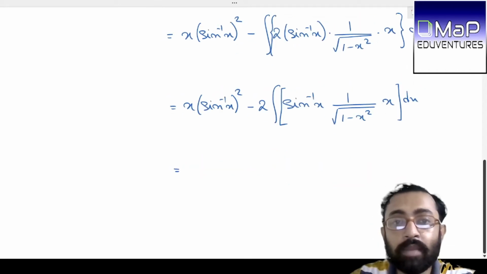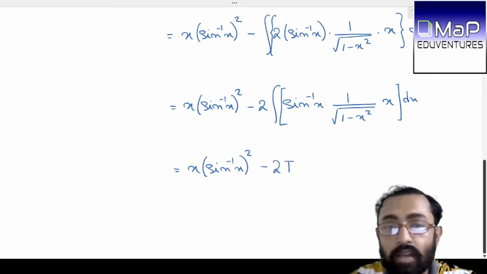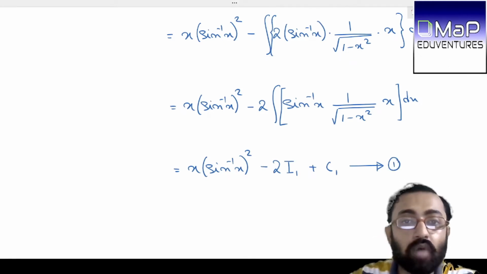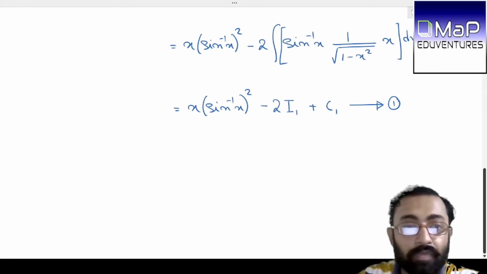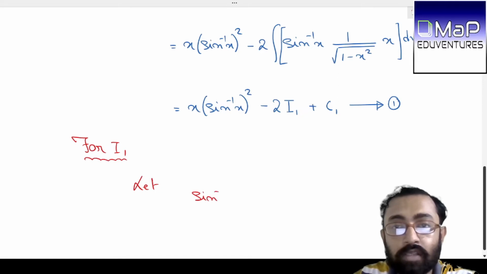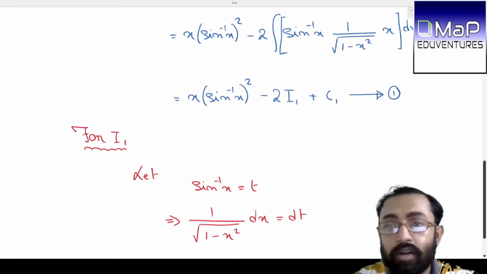Since we are going to do substitution, let us take the integral as I1 and give a constant also, C1, and make this equation number 1. Now our work starts with substitution. So for I1, let sin inverse x equal to t. Differentiating, we get 1 by under root 1 minus x square dx equals dt.